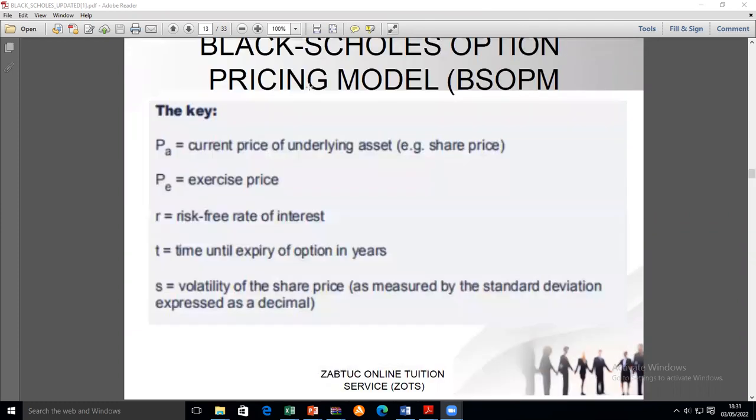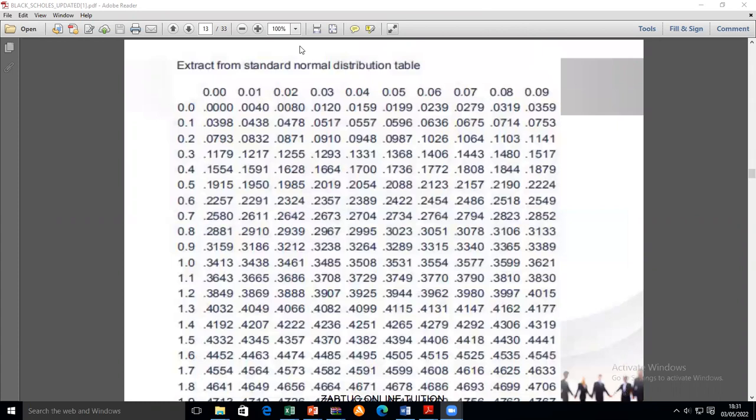0.43. You come here, you pick 0.4. You're looking for a 0.03. So you go. That's your ND1. So the area covered by your ND1 is 0.1664. And because it's above 0, you add 0.5 to this.